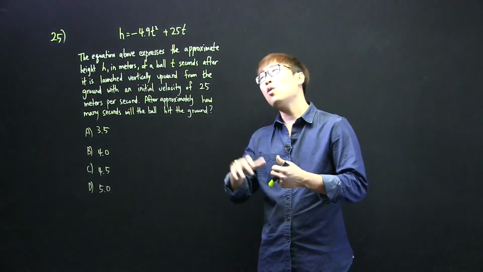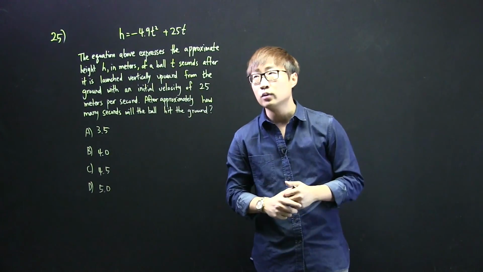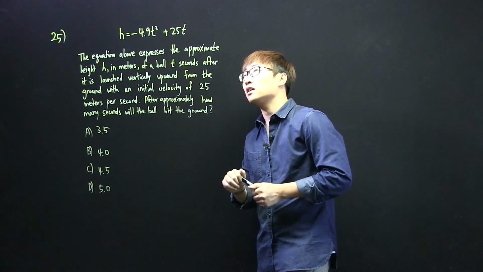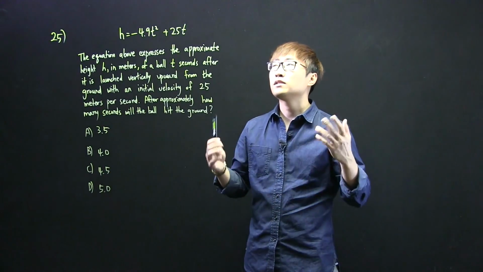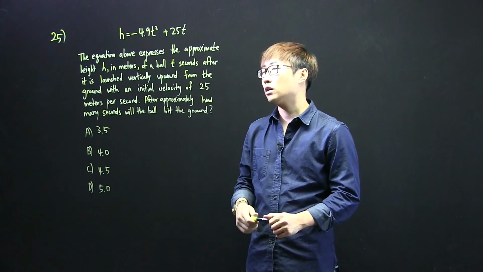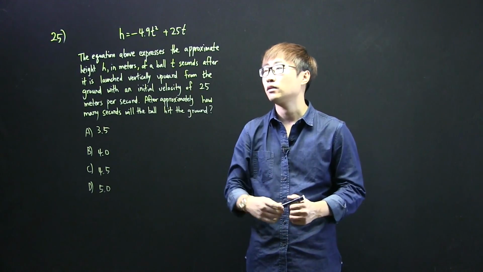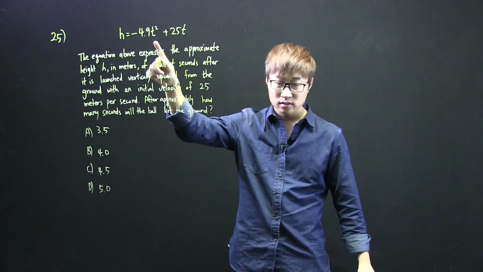All right, so a whole bunch of information, a whole bunch of terms that you guys are not too familiar with. It's fine, just plug in whatever seems to be appropriate. But let's look. The only things that we see as missing variables here are h and t, right? Of which we are asked what? Approximately how many seconds will the ball hit the ground after, right? So we are looking for this t. So that's what we're looking for.